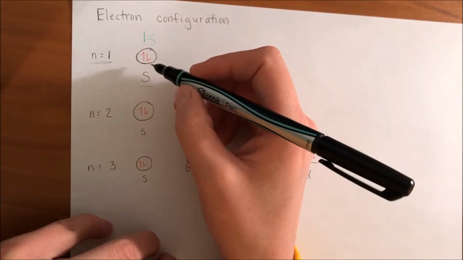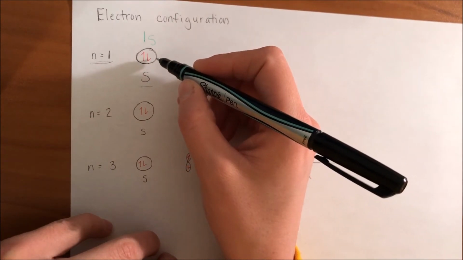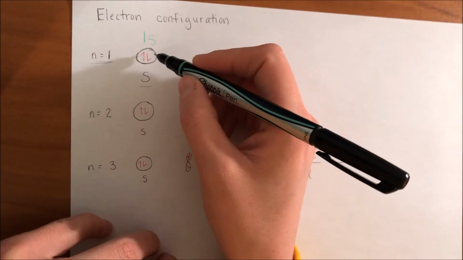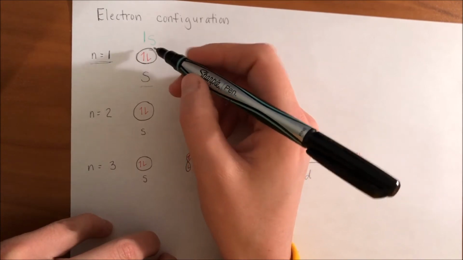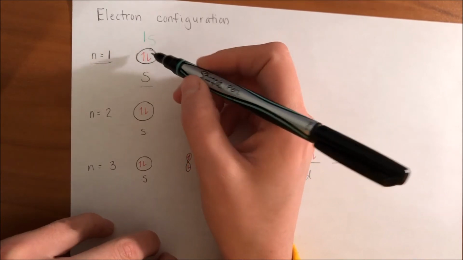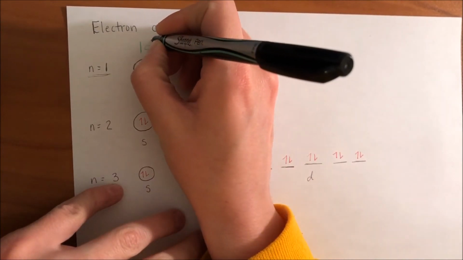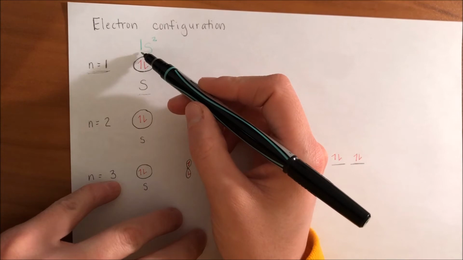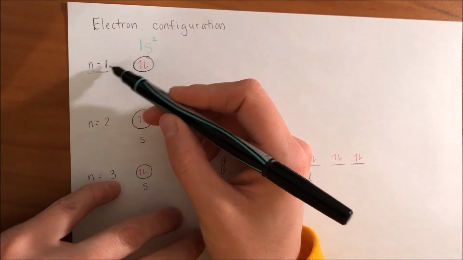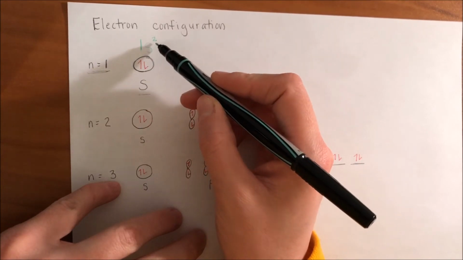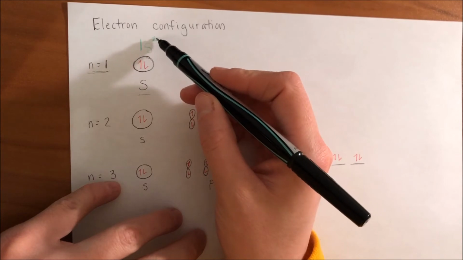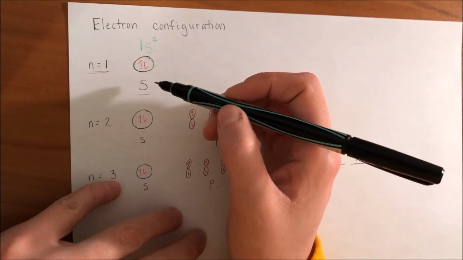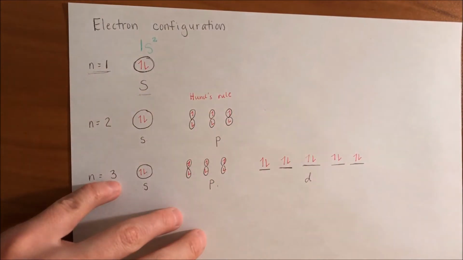Now, within this S subshell, there's one orbital, and it can hold 2 electrons. So total in this 1s subshell, it's holding 2 electrons. Note how I'm noting the energy level, the subshell, and then the number of electrons that can fit within that subshell. Let's do it again.